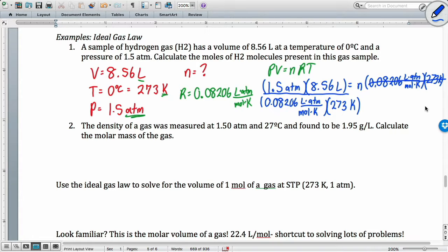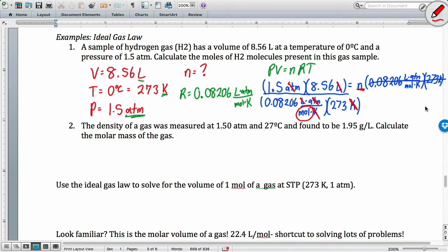Yep, divided on that side so that it cancels out. Now let me just show you how these units work out real quick. The liters on top cancel out with the liters on the bottom. Atmosphere on top cancels out with the atmosphere on the bottom. And then we got Kelvin canceling off with Kelvin. Therefore, we have mole on the bottom of the bottom. Remember, when you divide by a fraction, it flips upward. So the units that we are left with is moles, which is cool because that is the units for n.